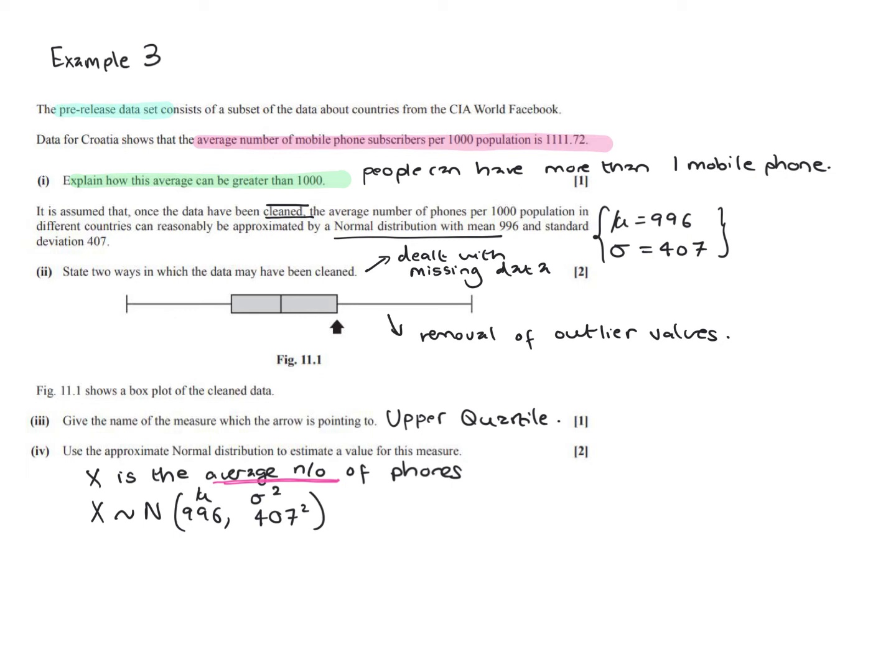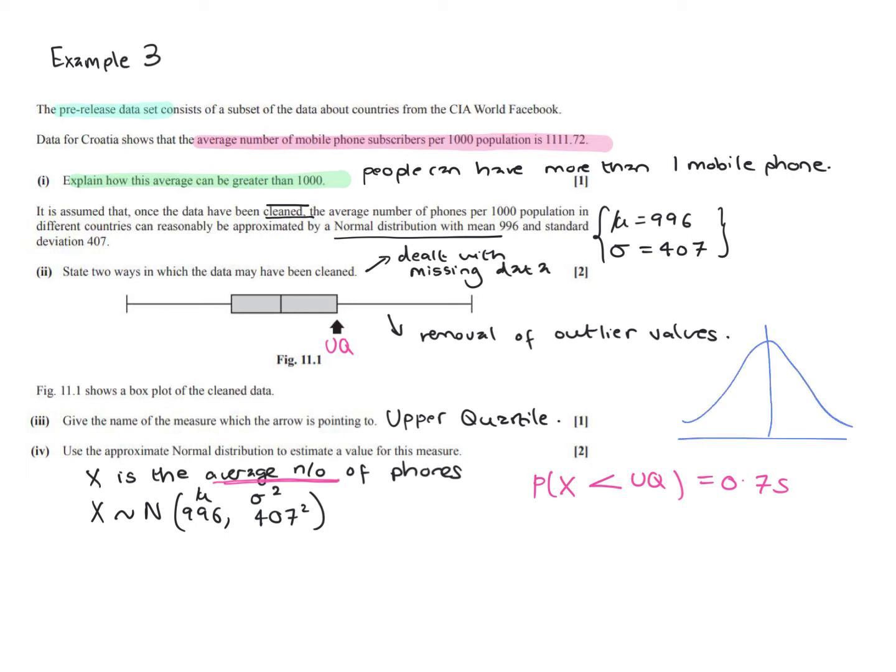Now, what we do know is that for the upper quartile, this represents 75% of the data. So we can say that the probability of x being less than the upper quartile is equal to 0.75. We could also say the probability that x is greater than the upper quartile equals 0.25. This then requires us to use the inverse normal on our calculator. So in statistics mode, we want distribution, normal, inverse normal. The tail that we are looking at is the left-hand tail.